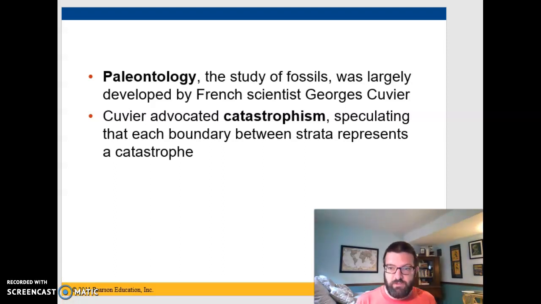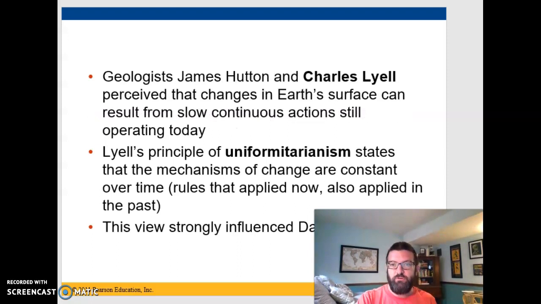Now, while Cuvier looked at these changes between strata and assumed that there must be large catastrophes in between each strata, or at the border of each strata, there was another geologist named Charles Lyell who put forward the principle of uniformitarianism. He and James Hutton perceived that the changes could have been slower and taken continuous action over a longer period of time, and that means that the Earth must have been a lot older than we thought it was, meaning 6,000 years old, based on a reading of the Bible.